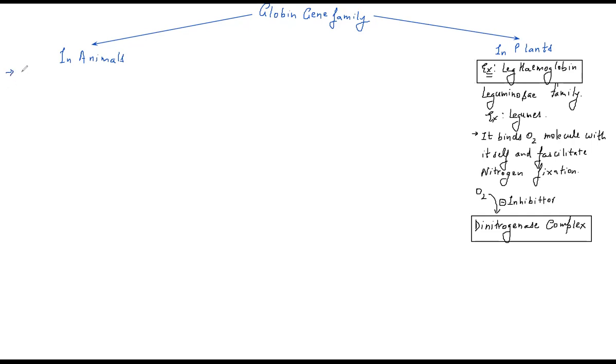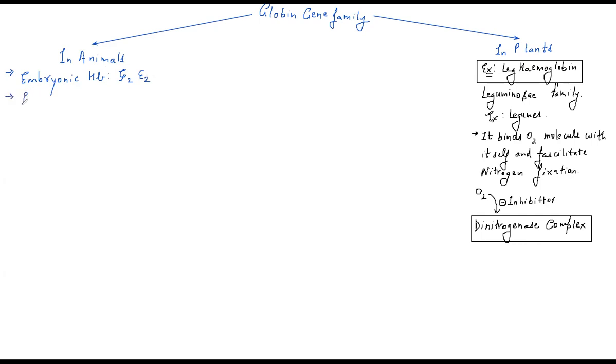One is referred to as embryonic hemoglobin. Now, what do you mean by embryonic hemoglobin? Embryonic hemoglobin is the one that contains 2 zeta and 2 epsilon naught. When this is present, it is referred to as embryonic hemoglobin.